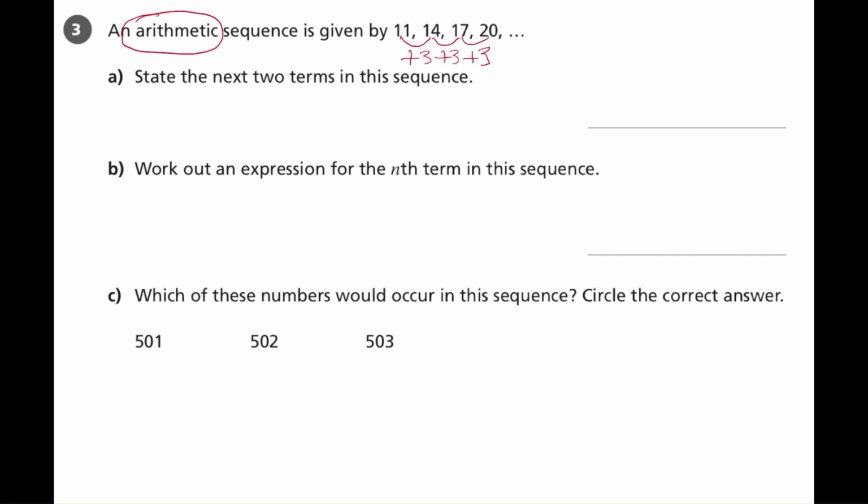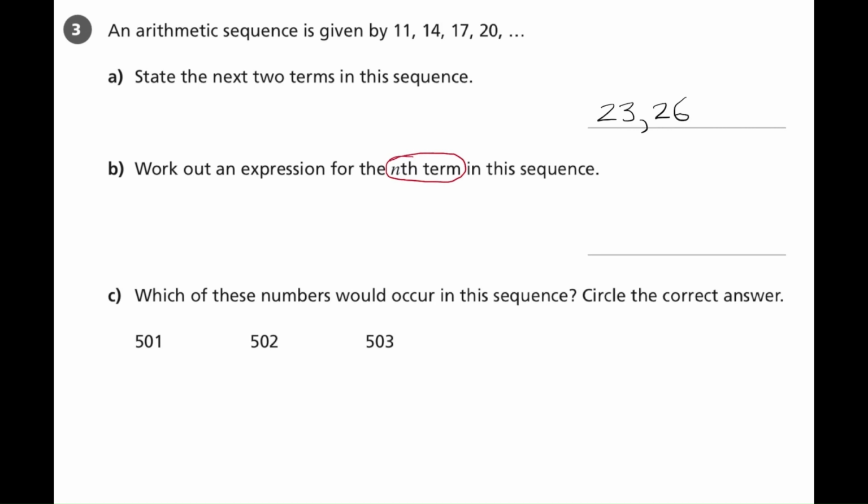So the next two terms, if we start with 20 and add 3, we get 23, add 3 again, and we get 26. Moving on to part B, we're now being asked to find the nth term of the sequence. So this is going to be a formula with the letter n in it.